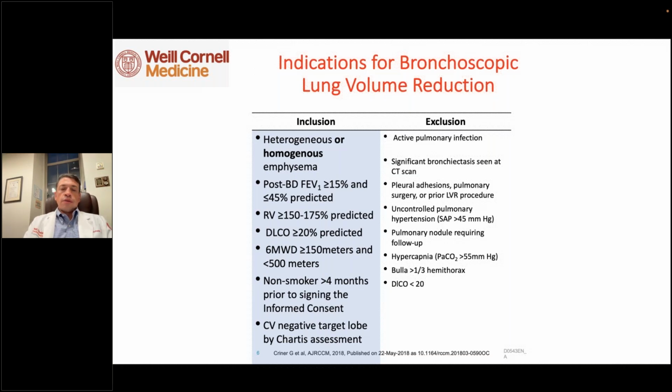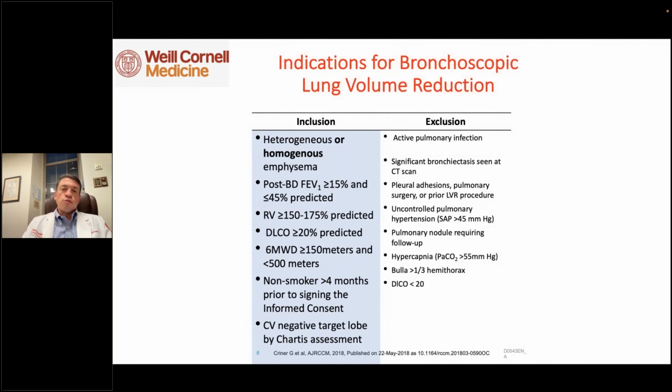I think the last one on the slide, no collateral ventilation, is probably the most important criteria, where we know that a valve procedure can only work if there is no communication. And then exclusion criteria are sort of common sense. I mean, severe pulmonary hypertension, which is out of proportion to COPD.